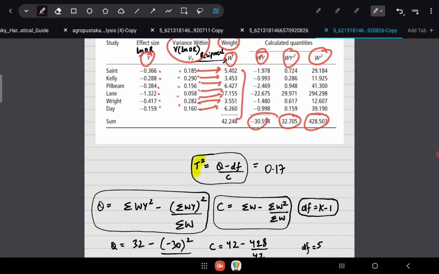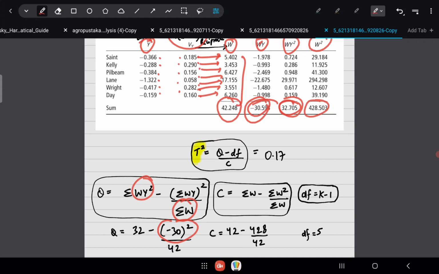Q will be sum of WY square. Sum of WY square is 32 minus sum of WY. WY sum is minus 30. So it will be minus 30 square divided by sum of W. Sum of W is 42. So divided by 42.